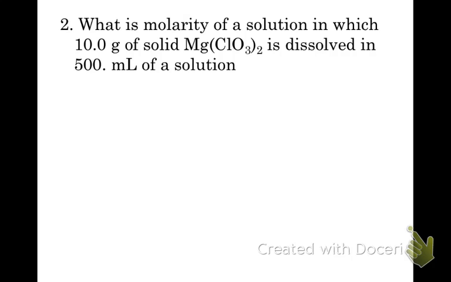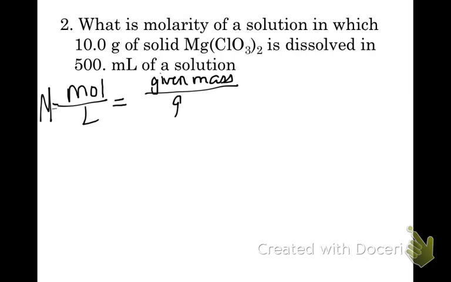Alright, number 2. What's the molarity of a solution in which 10.0 grams of solid MgClO3 is dissolved in 500 milliliters of solution? We'll go back to the rearranged equation that we have. I'll make this into moles per liter, just to show you it's the same thing. That's the given mass over the gram formula mass over the liters.